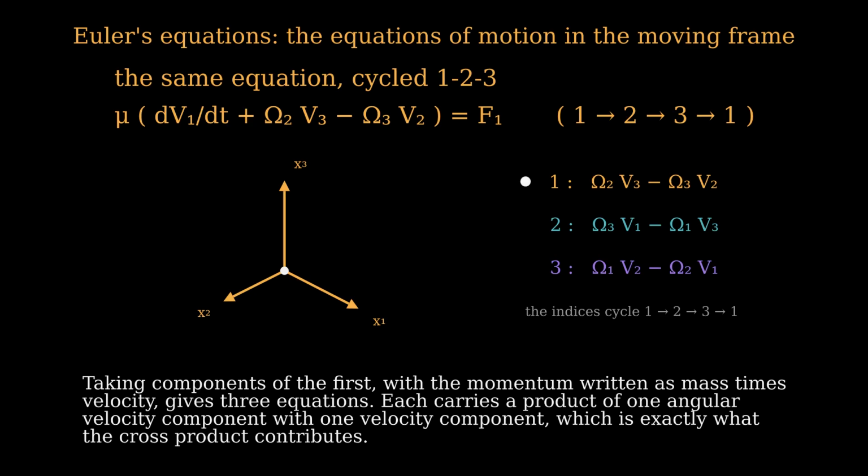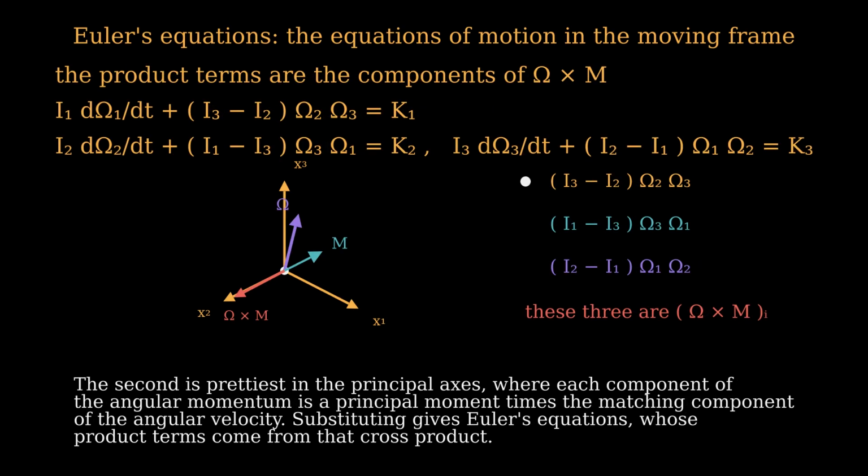Each carries a product of one angular velocity component with one velocity component, which is exactly what the cross product contributes. The second is prettiest in the principal axis, where each component of the angular momentum is a principal moment times the matching component of the angular velocity. Substituting gives Euler's equations, whose product terms come from that cross product.